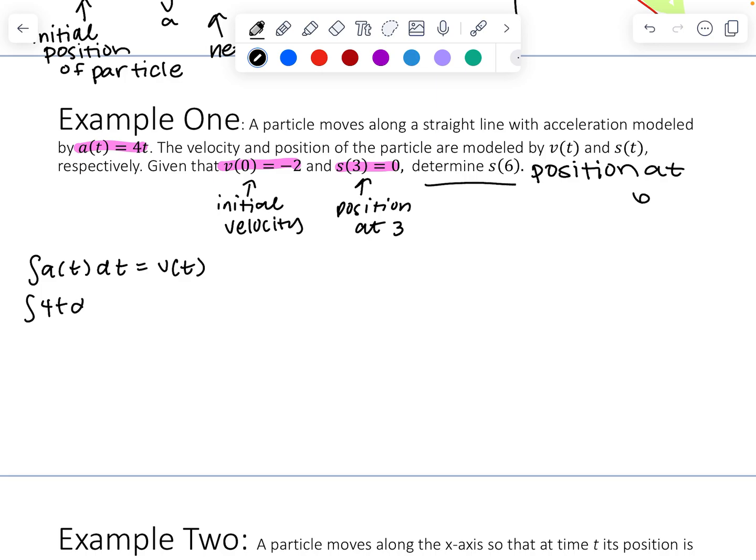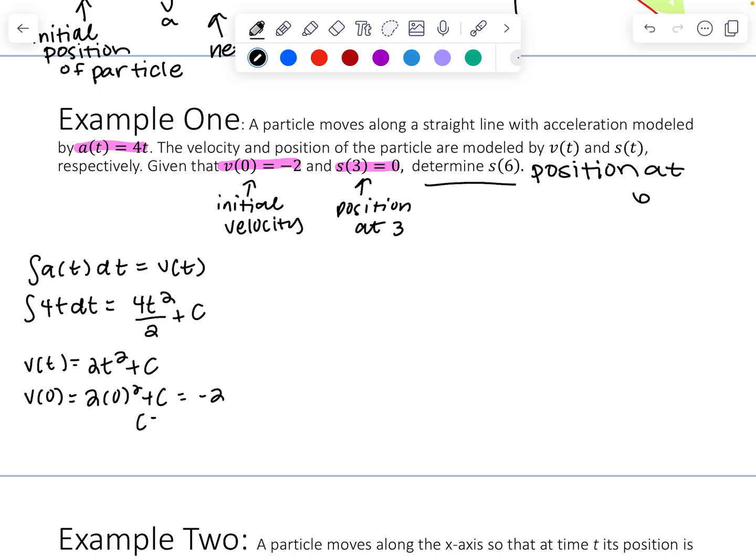So I have the integral of 4t dt. The antiderivative of that is 4t squared over 2, and then remember plus c. That is our velocity function in a sense, but to continue on, I'm going to simplify this, and we do need to figure out what c is. Well, we're told if we plug in 0, we'll get out a -2. So if I plug in 0, I should be getting out -2. This right here cancels out, so I get c equals -2. That means my velocity function is 2t squared minus 2. Anytime it's an initial, you can just go ahead and plug it in for c.